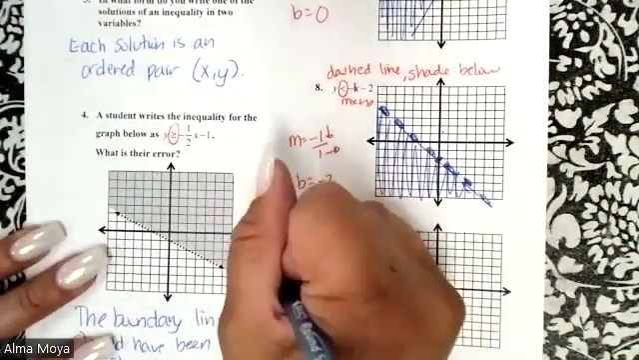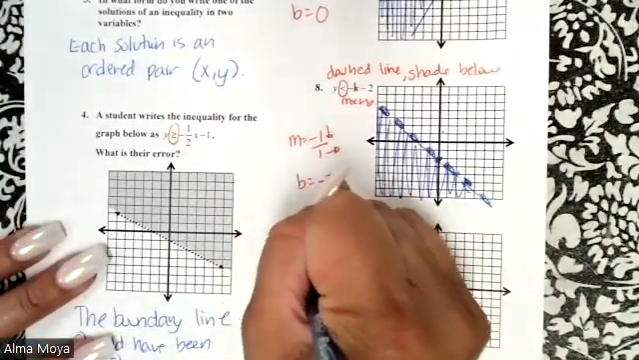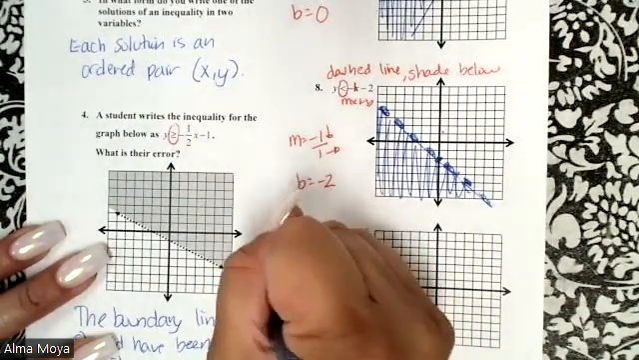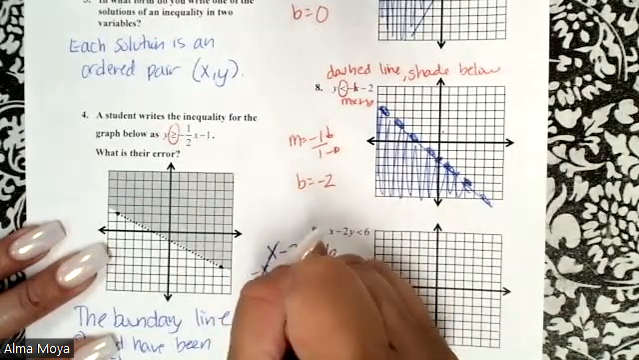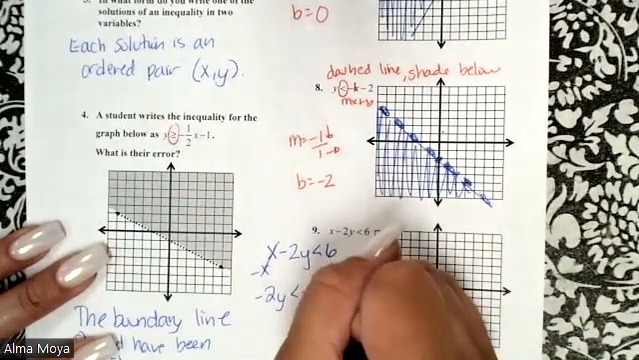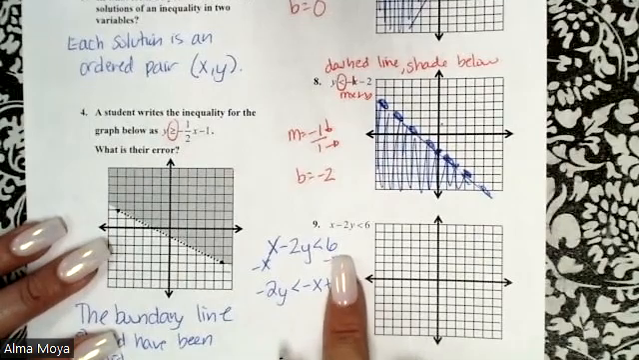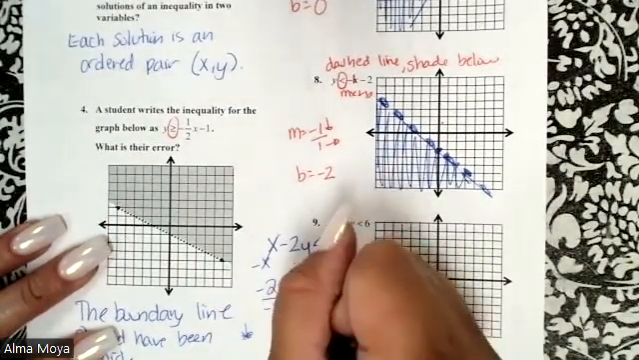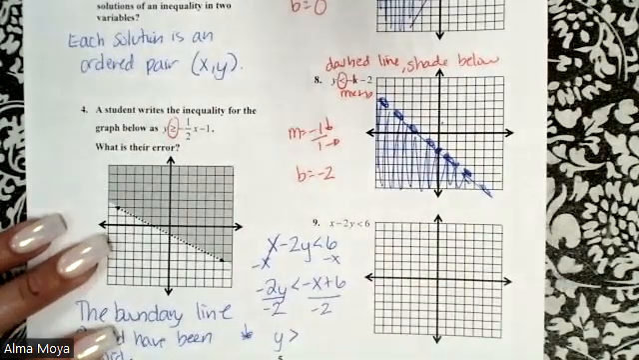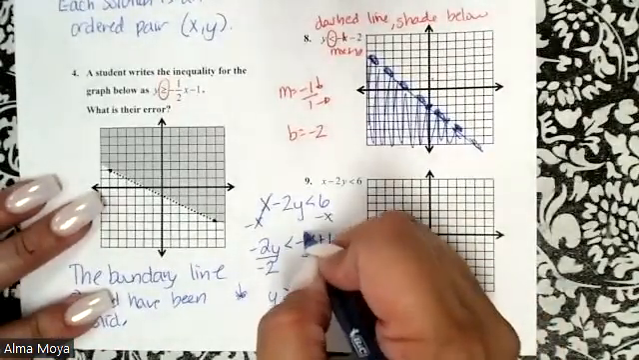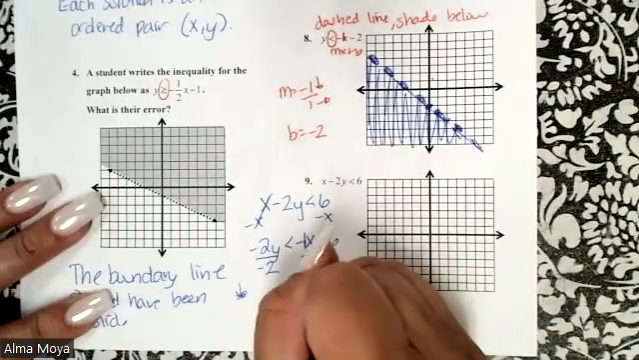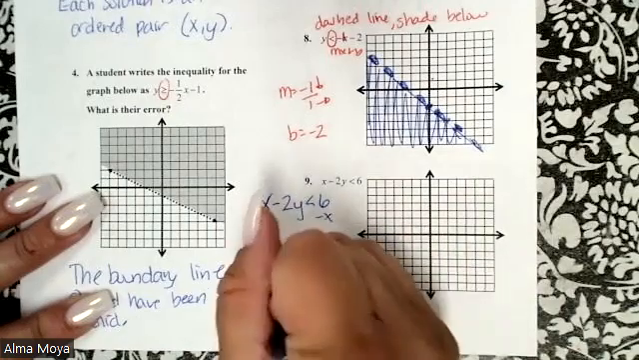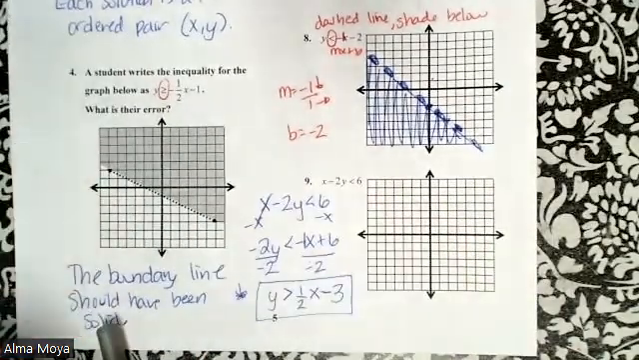I need to solve for y first. x minus 2y is less than 6. If I'm solving for y, I need to move the x first. Negative 2y is less than negative x plus 6. Those are not like terms, so I need to write them separately. Now, when I divide by negative 2, that inequality symbol is going to flip. A negative negative makes that a positive, so that's going to be a positive 1/2 x. 6 divided by negative 2 is going to be a negative 3. This is what you are graphing.